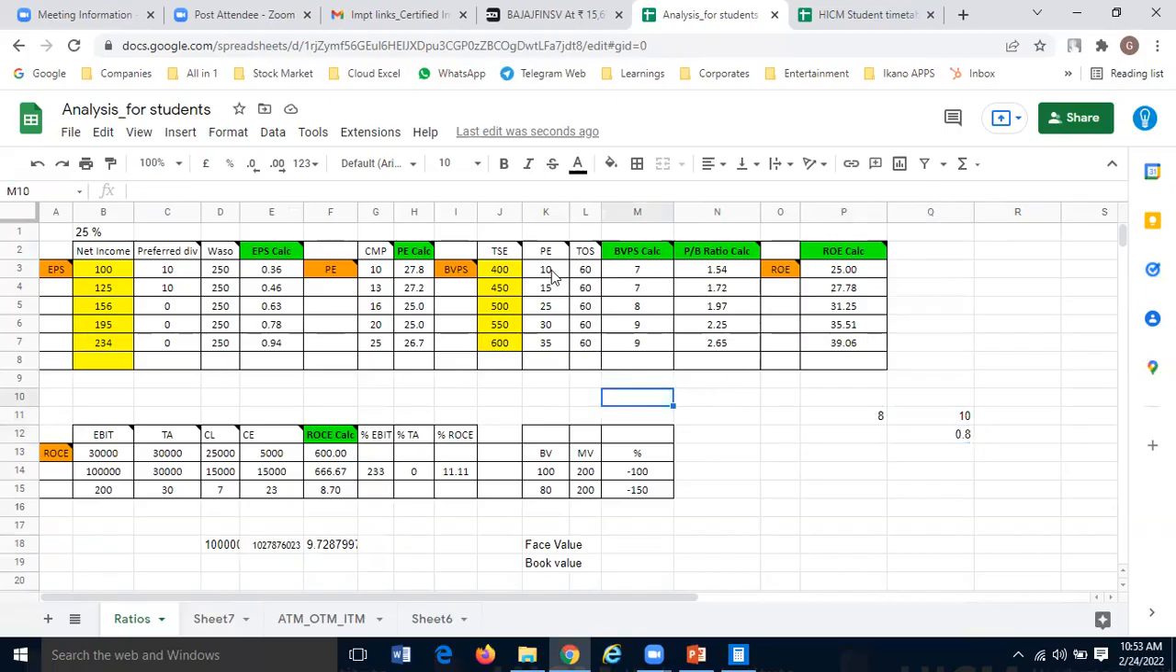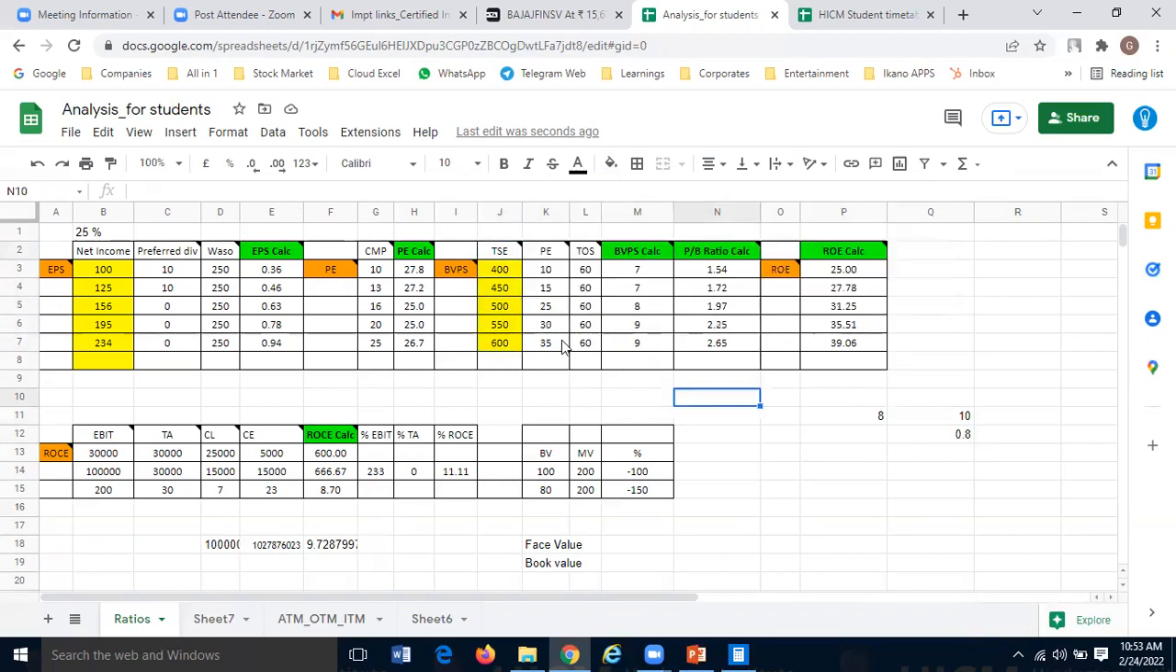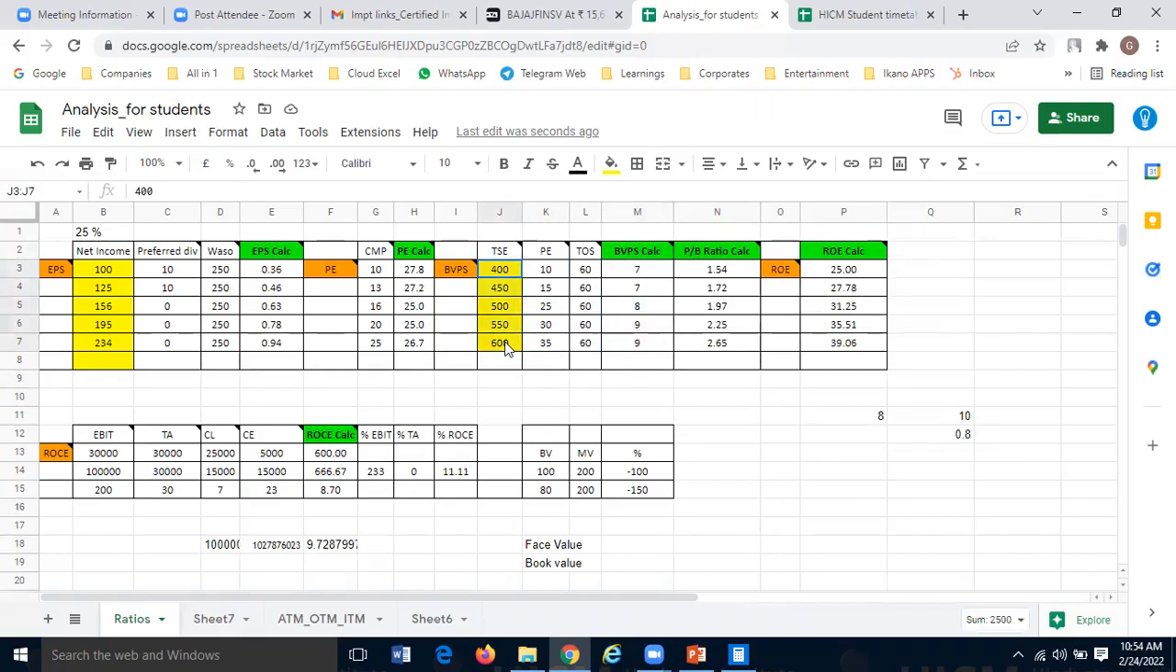In the same way, as the preferred equity becomes more, keeping all the figures for total shareholders equity at the same level, we will see that the amount they have to divide will become less. So this is the reason why PBVS is less. Understood or not understood, or should I explain again, Ritesh? Yes, understood.